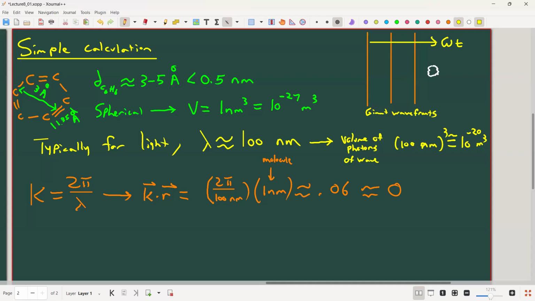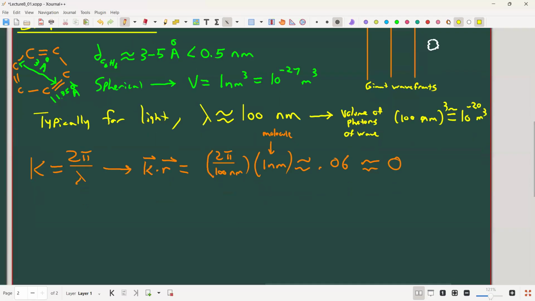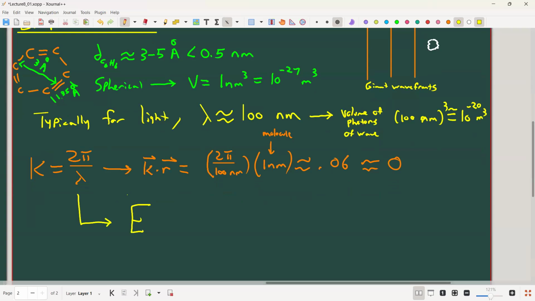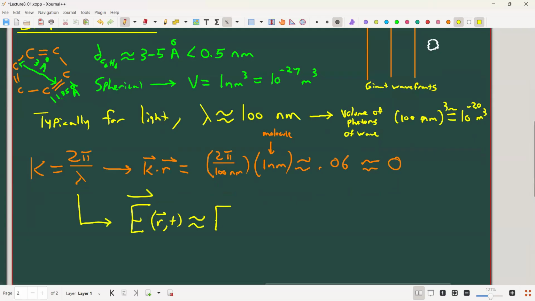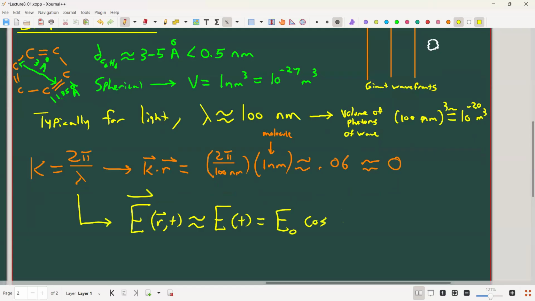So what we can say is that Kr is 0. And so we could just write the electric field as a function of time. What we could say is that the electric field, which is technically a function of R and T, really at this level just looks like a function of T, cosine omega T. So we can treat the wave as just a time-varying wave.